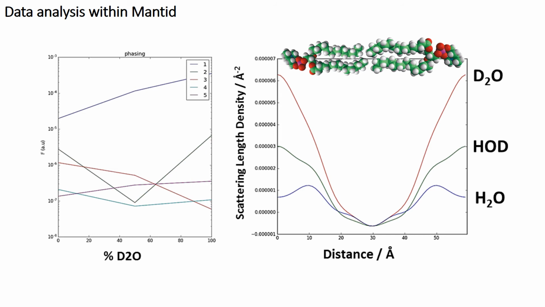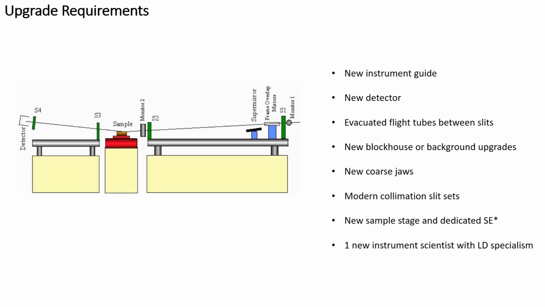But to really make CRISP competitive as a lamellar diffraction beamline, or as a composite lamellar diffraction and neutron reflectometry beamline, we want to make the following upgrades to the instrument. So we want a new instrument guide coming from the target, a new area detector, so a more modern area detector, evacuated flight tubes between each of the slits, a new blockhouse or background upgrade so that some of the shine off the floor is reduced, so some sort of upgrade to reduce the background, which is a real problem, new coarse jaws, modern collimation slit set.